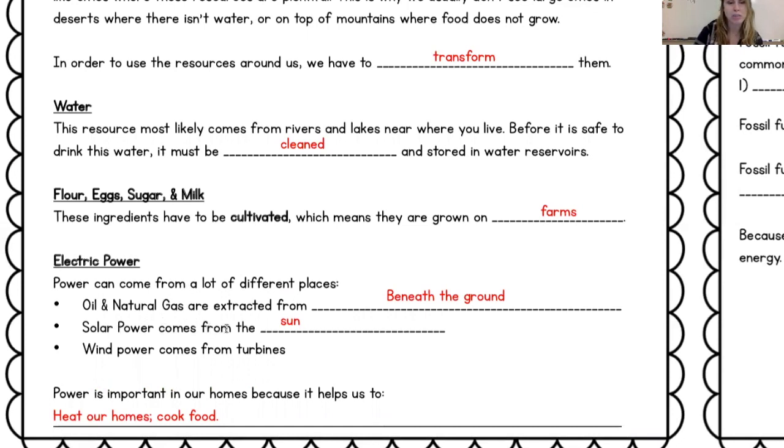Solar power comes from the sun, and wind power comes from turbines. We're going to look at that a little bit later, but if you've ever driven down to Lethbridge, you'll see hundreds and hundreds of wind turbines turning to generate electricity. Power is important in our homes because it helps us to heat our homes and cook food.